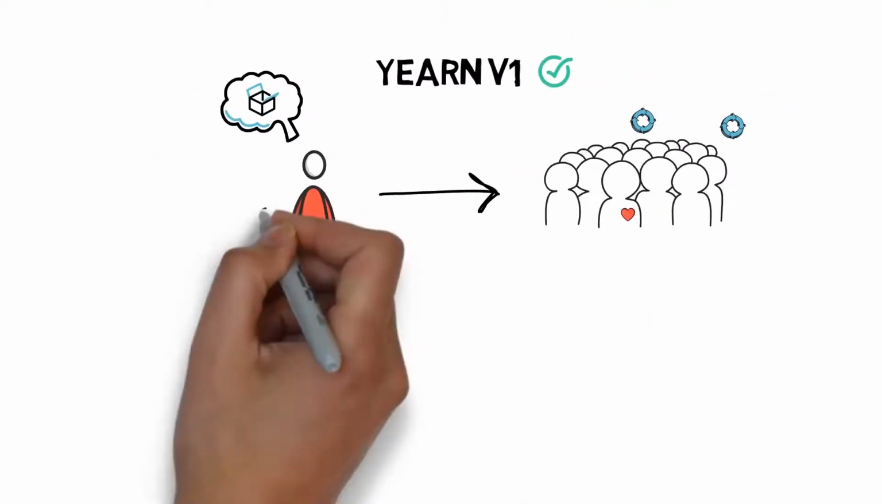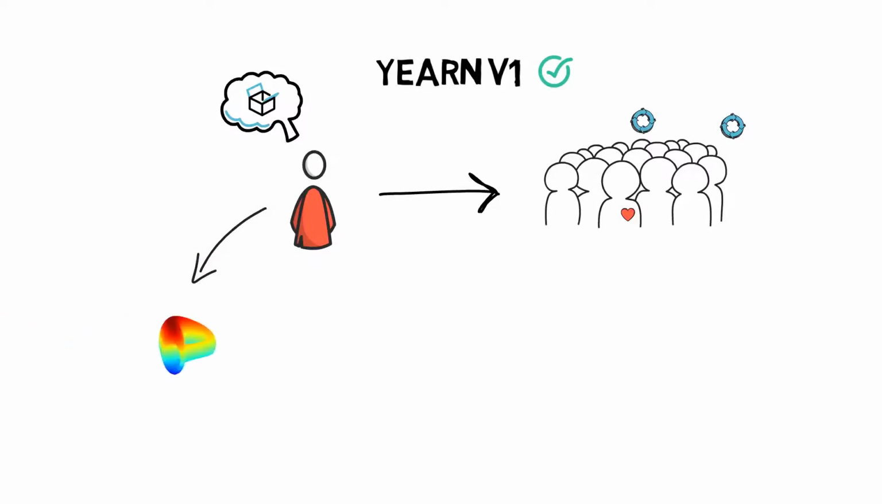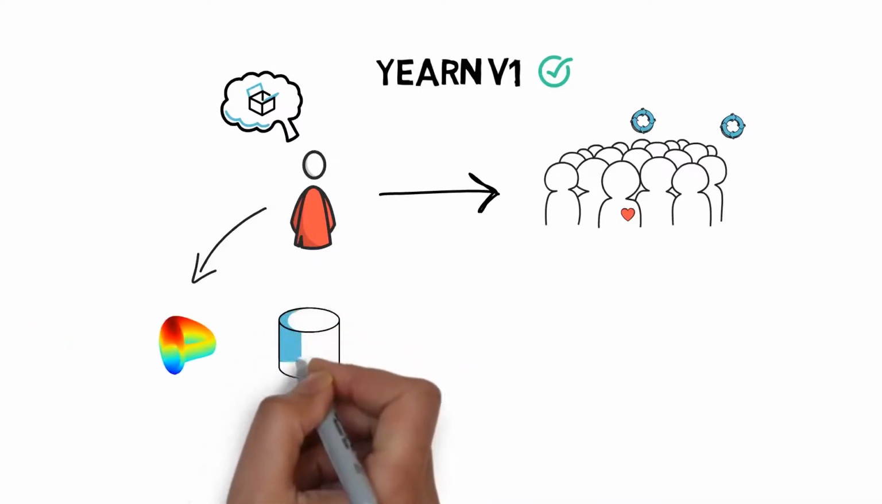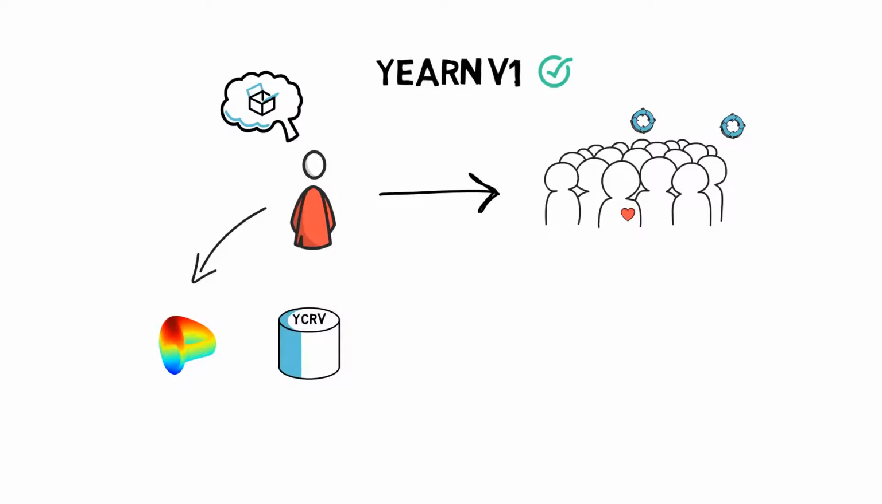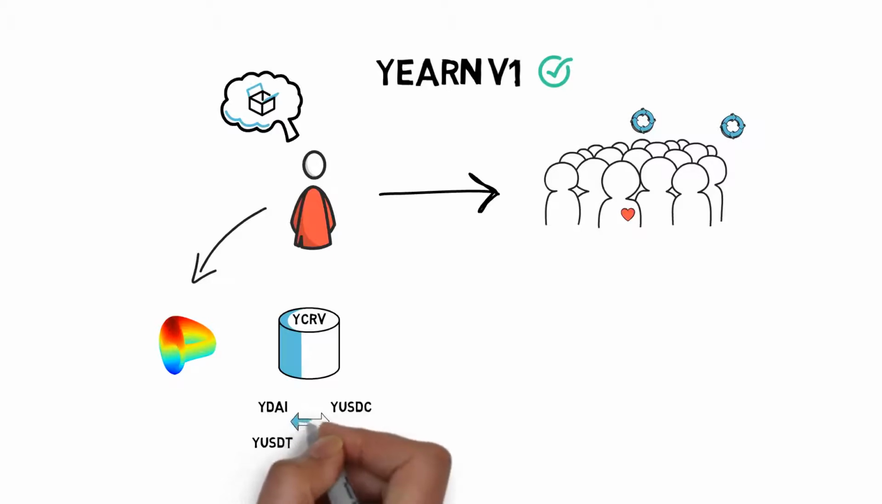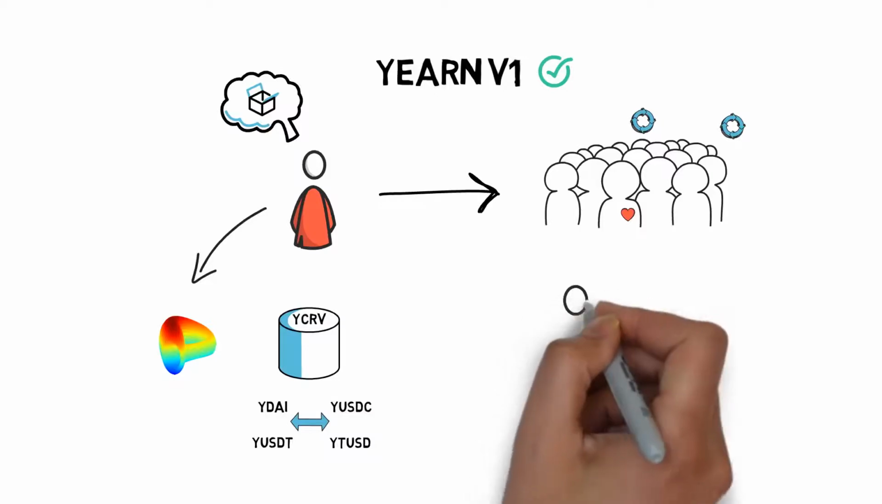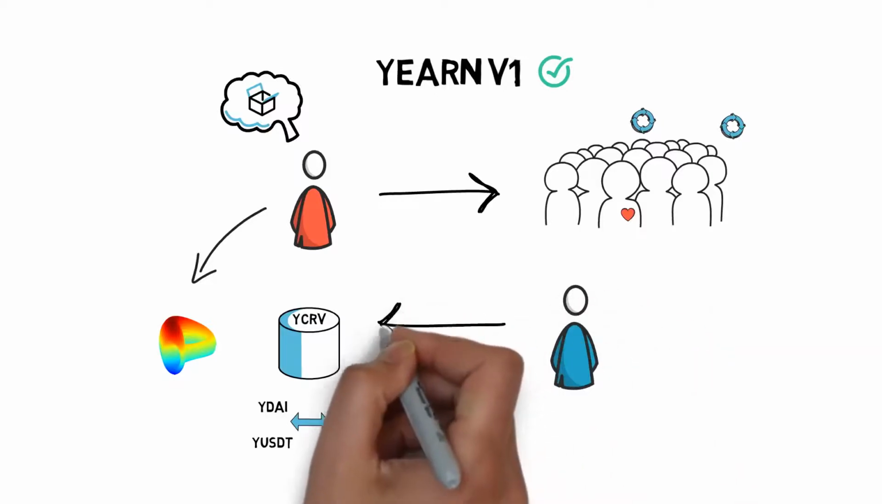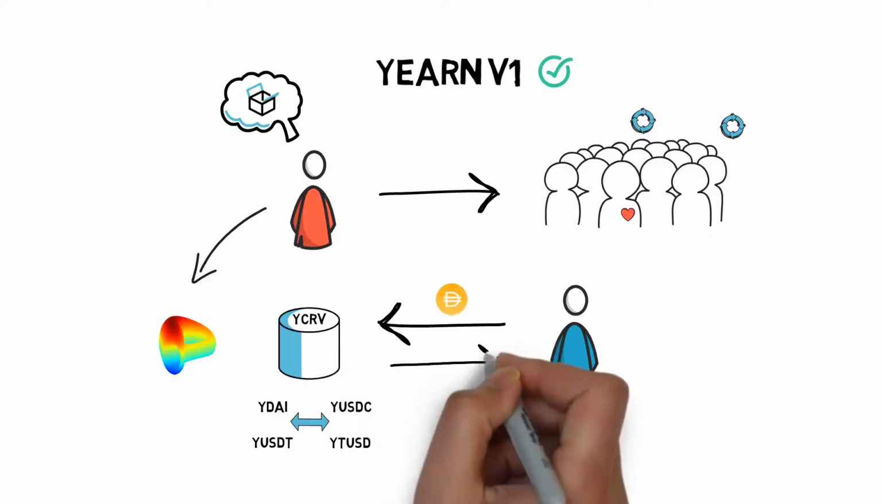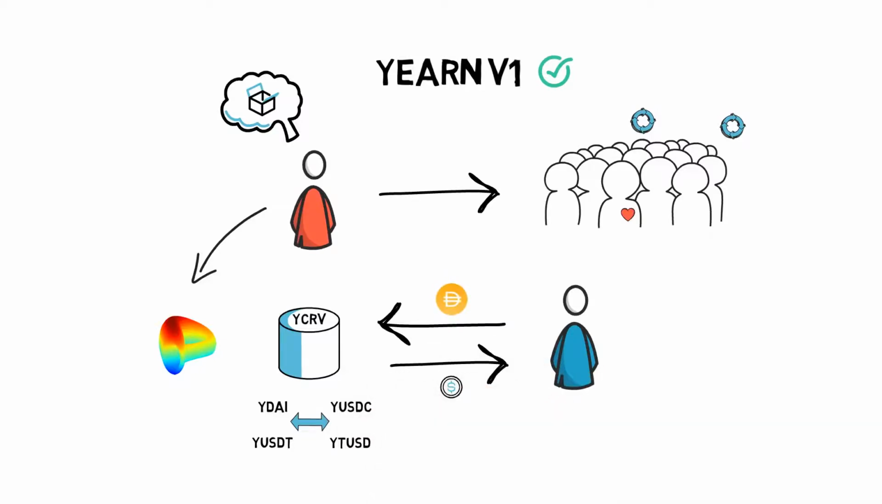At this point, Andre also started working with Curve on the yCRV liquidity pool. The yCRV pool contains the following yTokens: yDAI, yUSDC, yUSDT, and yTUSD, making it easy to swap between the yTokens without unwrapping them into their underlying tokens. By depositing stablecoins to the yCRV pool, the users can earn trading fees for providing liquidity, on top of getting a return on their yield-bearing yTokens.